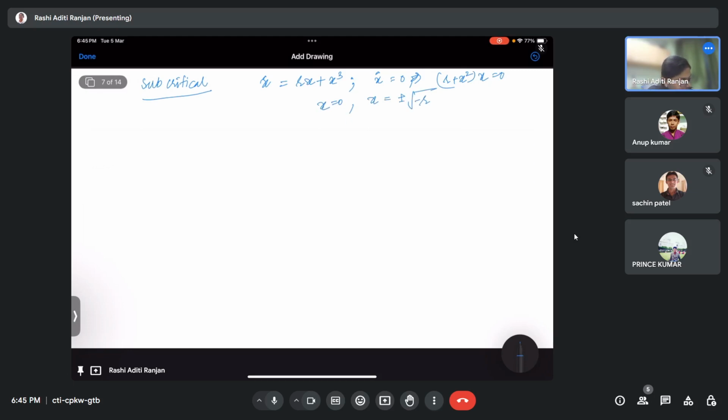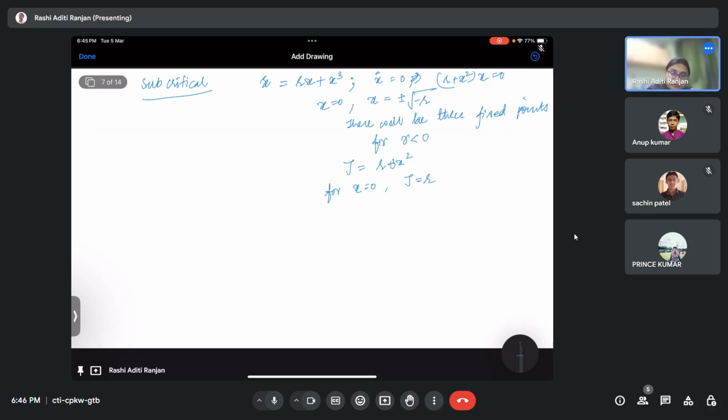So there will be three fixed points for r less than 0. Okay. And for r greater than 0, there will be only one fixed point, and which is 0. Okay. Now checking about the stability. So Jacobian will be equal to r plus 3x square. So for x is equal to 0, again I have missed a 3. For x is equal to 0, I'm going to have J is equal to r.